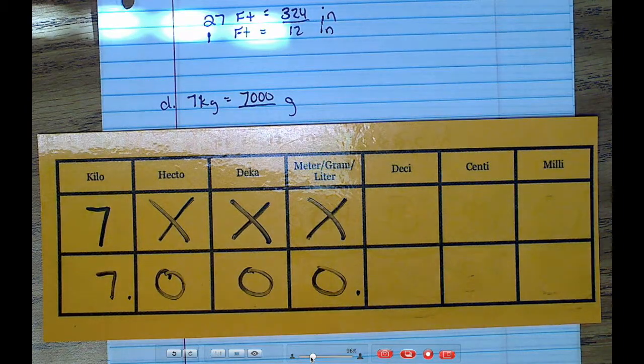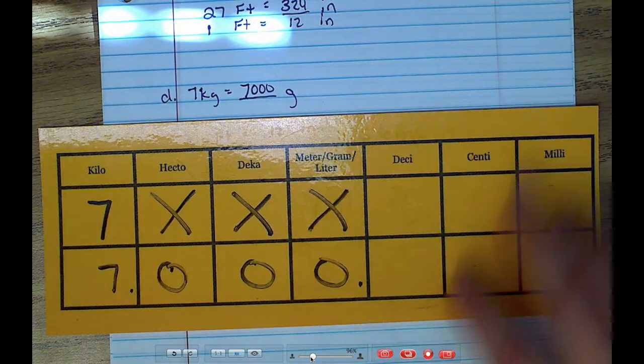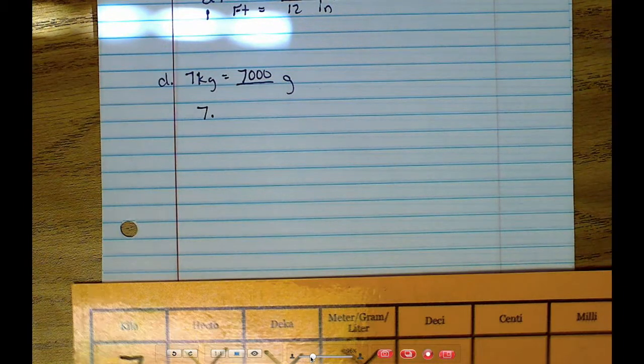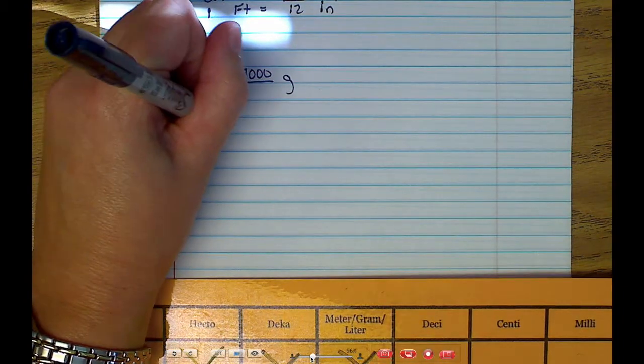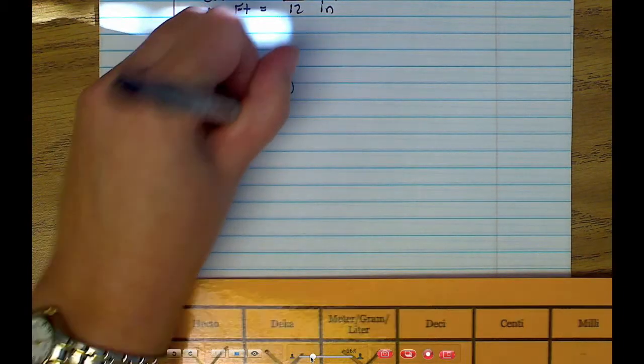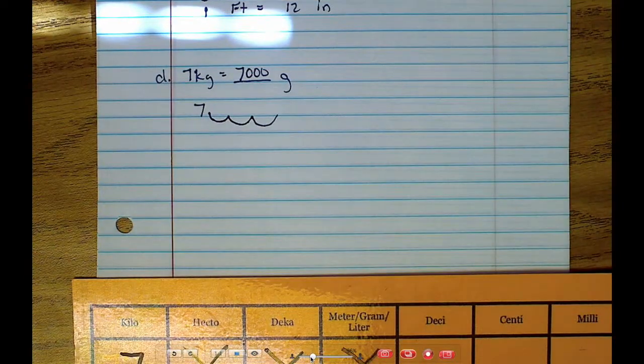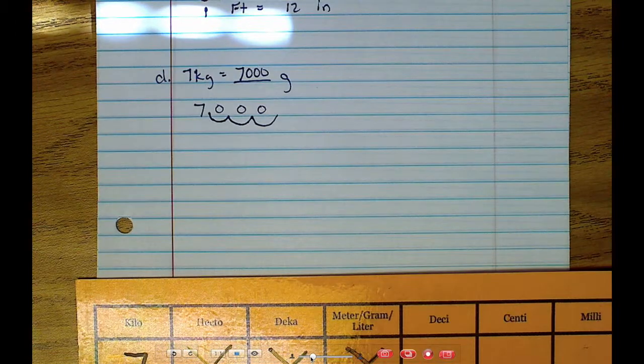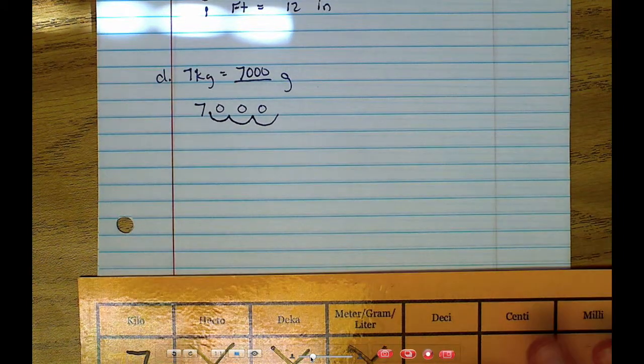Now, if the chart confuses you, you could just say, here's my number, 7. I'm going to put the decimal behind it. And I know I'm going to go 1, 2, 3. And remember, for every half bubble, we have to put a 0. Ooh, we're running out of time. Okay, one more.